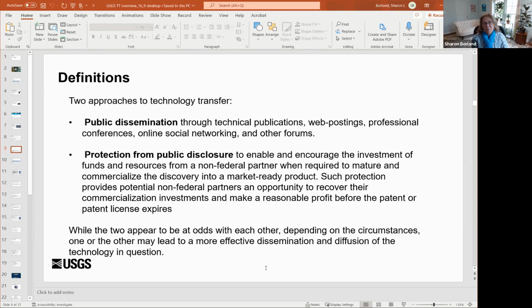So while these two approaches to technology transfer may appear to be opposite to each other, depending on the circumstances, one or the other, or perhaps even both, may lead to a more effective dissemination of the technology in question.